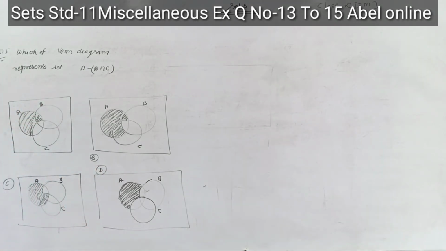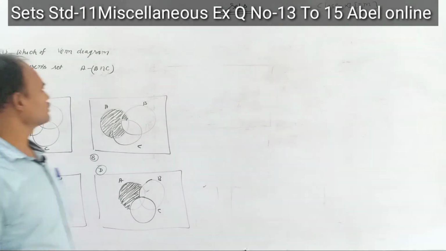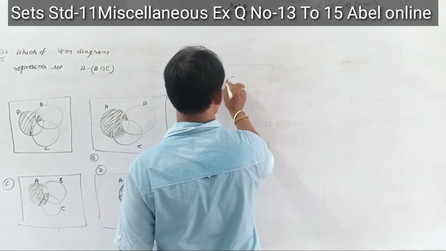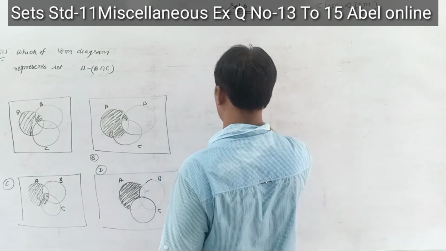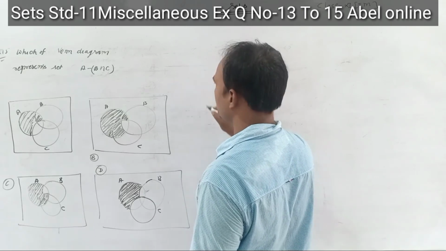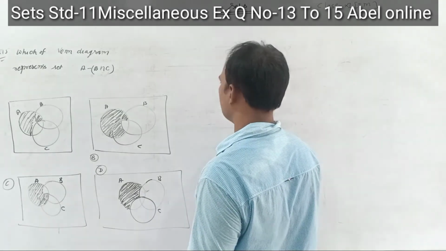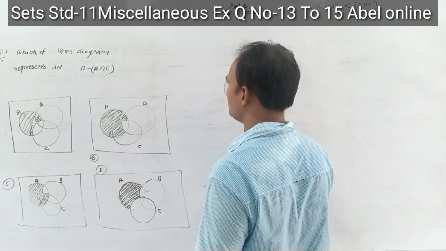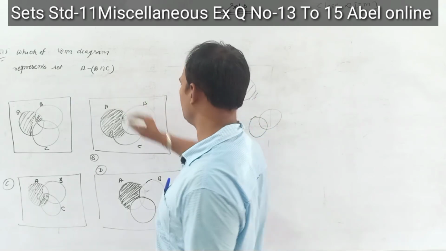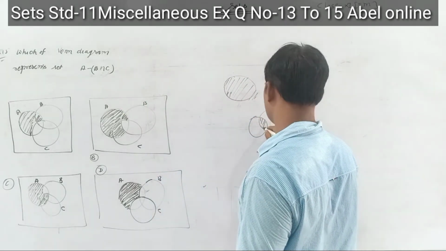So students, what is the answer? Your answer is B intersection C, meaning common between B and C. Suppose A is fully dark. And what is the B intersection C? When we are saying B intersection C, it means common between B and C. So what is the common between B and C? The common between B and C is this.